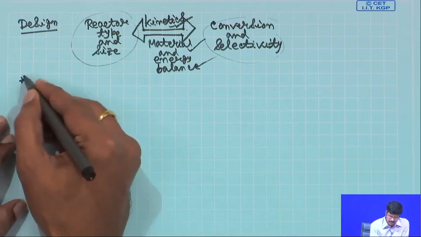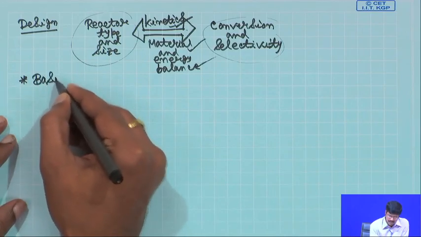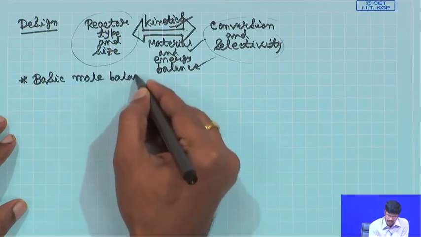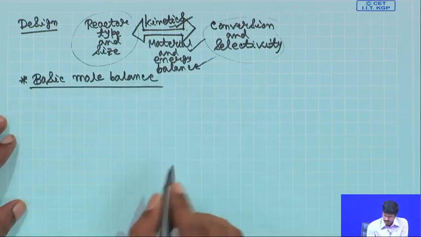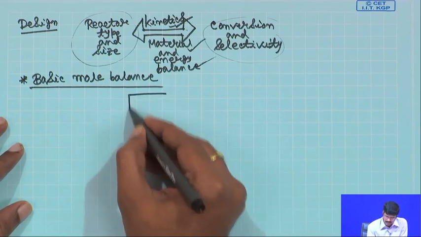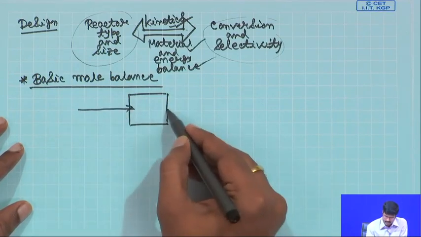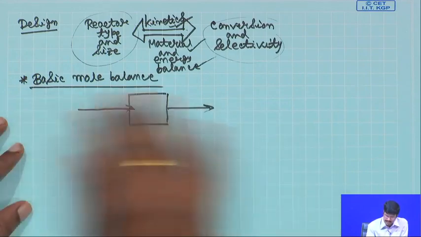So, let us start with what you call the basic mole balance. For all these kinds of reactors, there is a basic mole balance equation, and I will tell you what that is in a while. So, this is your reactor, something is going in, something is coming out in general.